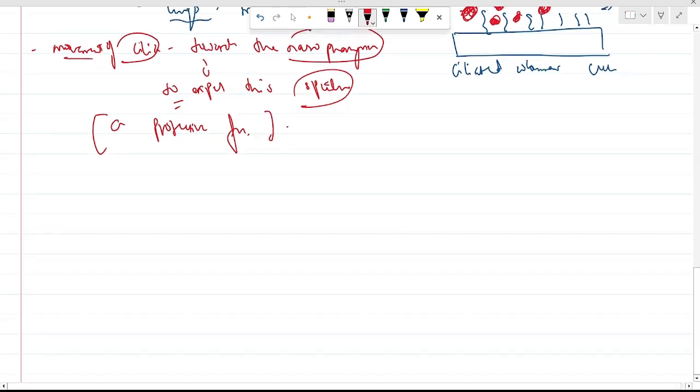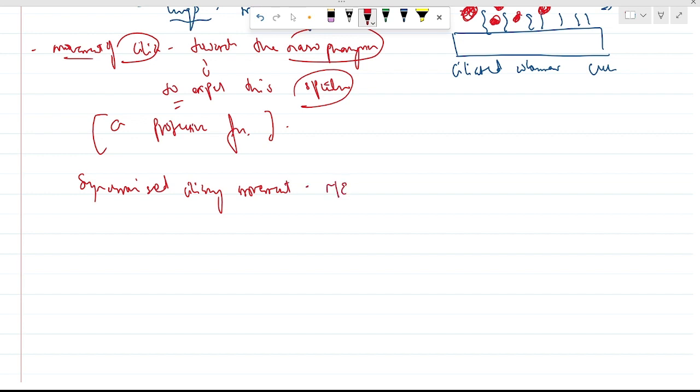It's synchronized ciliary movement. Synchronous ciliary movement is called metachronism.